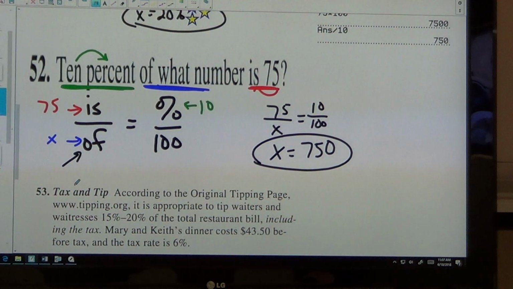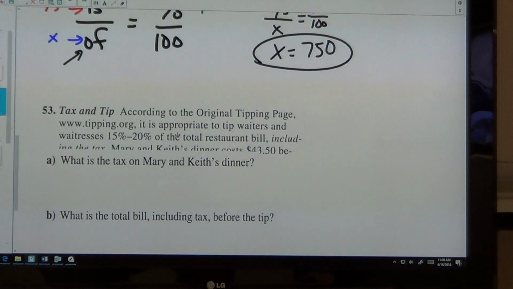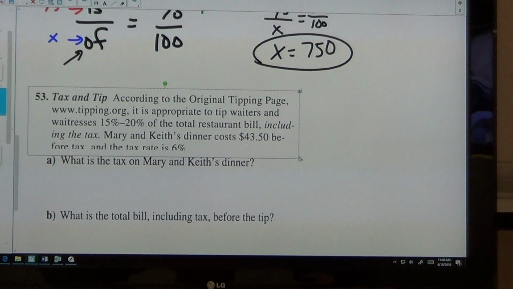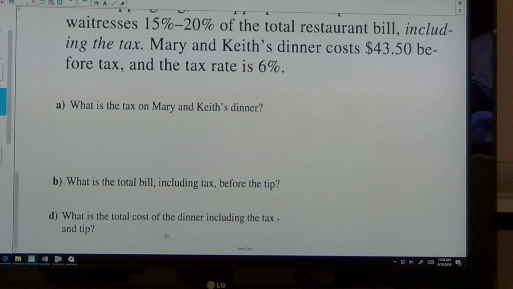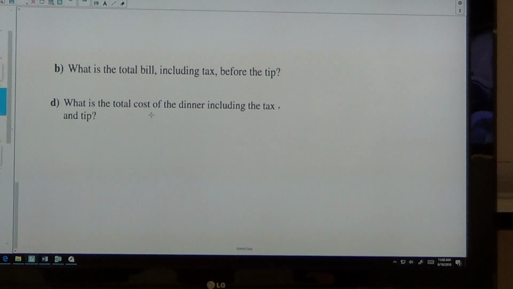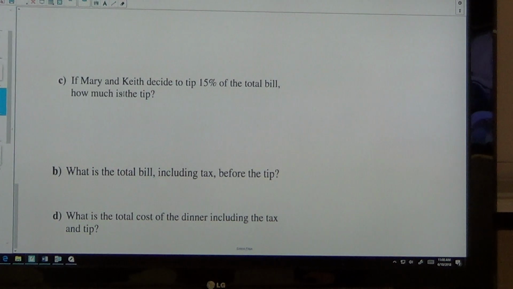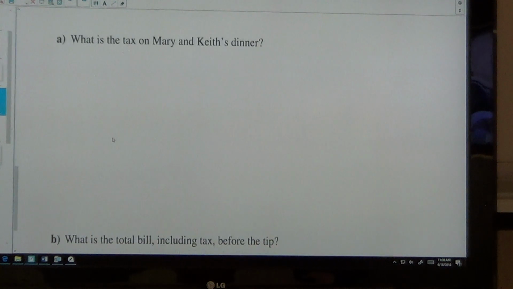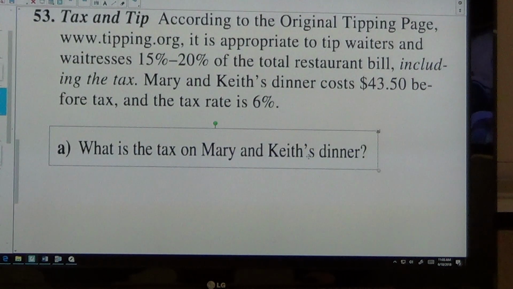Tax and tip. Okay, which is more percentage problems. So let me make this one bigger. Let me move down and move down and move down. Okay, let's start with the top one. This is a 4-part question.